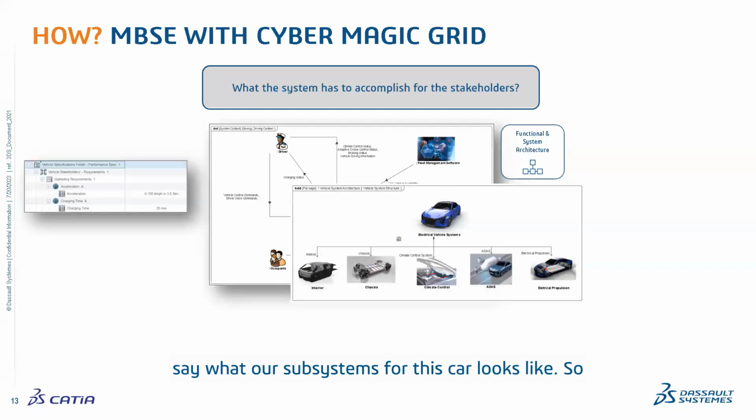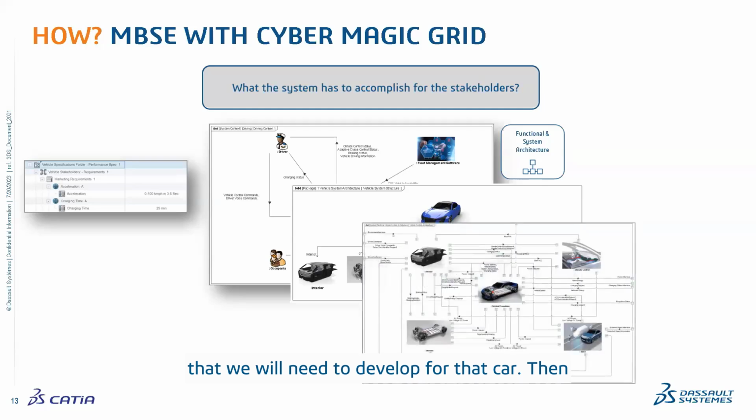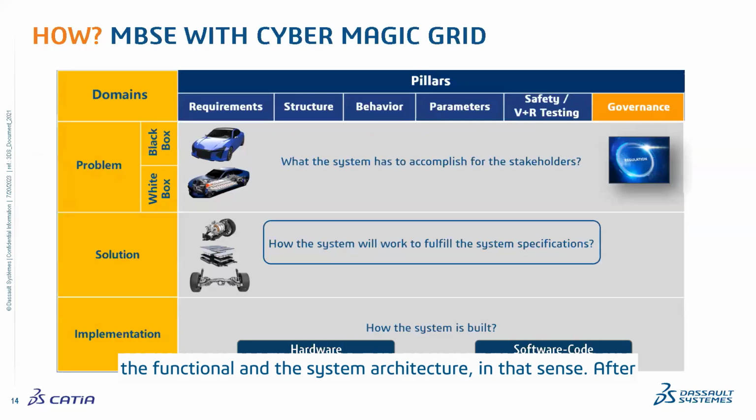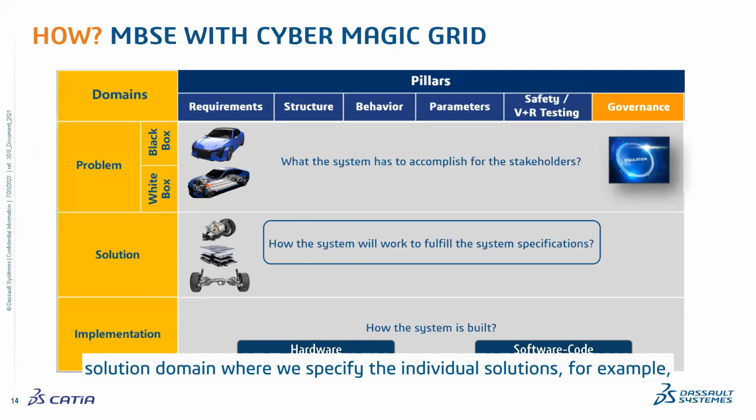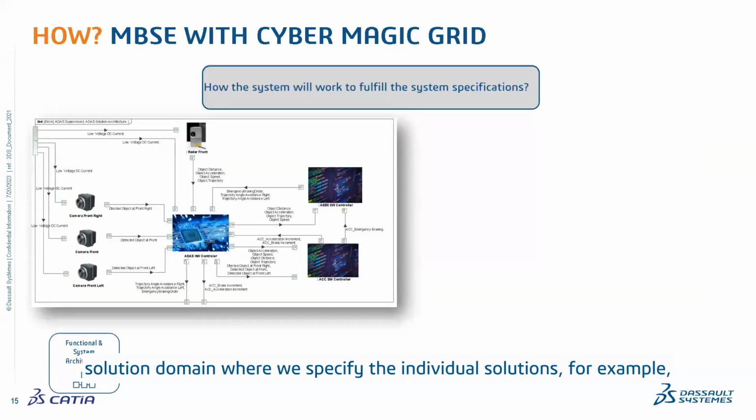Then we can also say what our subsystems for this car look like. So for example, we have an interior, we have a chassis, we have other systems, we have an electric propulsion system that we will need to develop for that car. Then we will also need to specify how these systems are actually interacting with each other. So it's still based on the functional and the system architecture in that sense. After this problem domain has been defined, we go into the solution domain, where we specify the individual solutions.